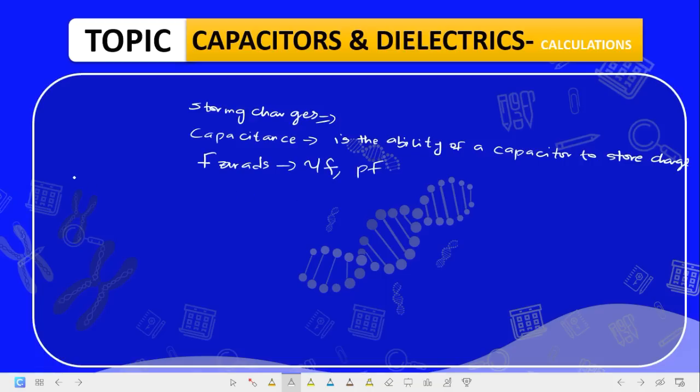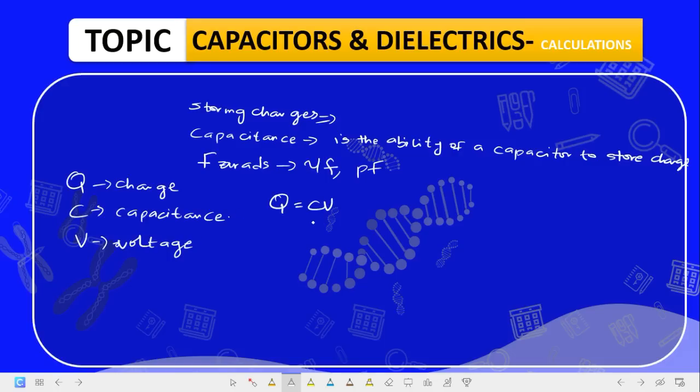Now, what is the relationship between the charge Q, the capacitance, and the voltage, which is the potential difference? The relationship is given by Q is equal to CV. So if you want to look for C, Q is equal to CV, divide both sides by V, and then your C is Q over V.